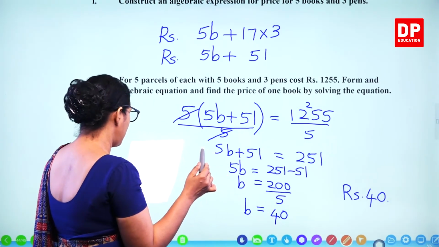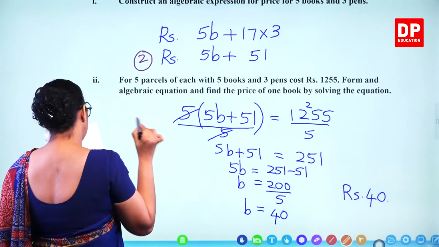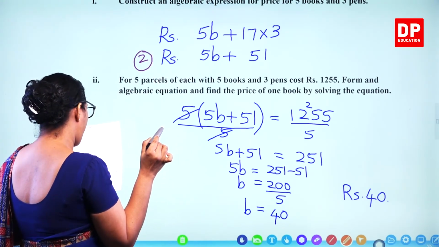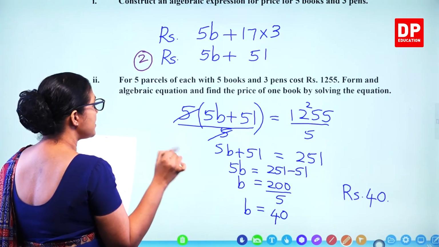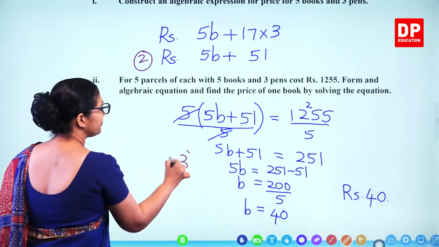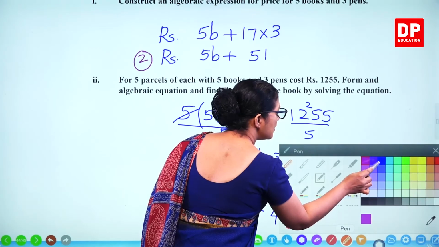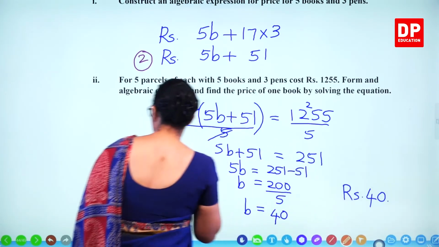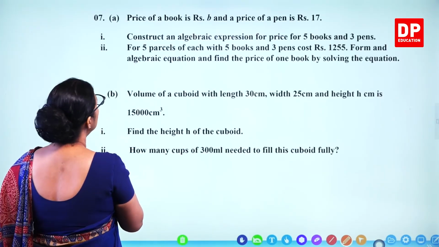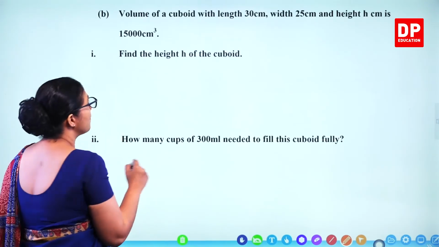So let's see how many marks you are getting. 2 marks for this and 3 marks for writing the equation and solving everything. 3 marks. 3 plus 2, 5. So this is the first part. So only 5 marks we gave.